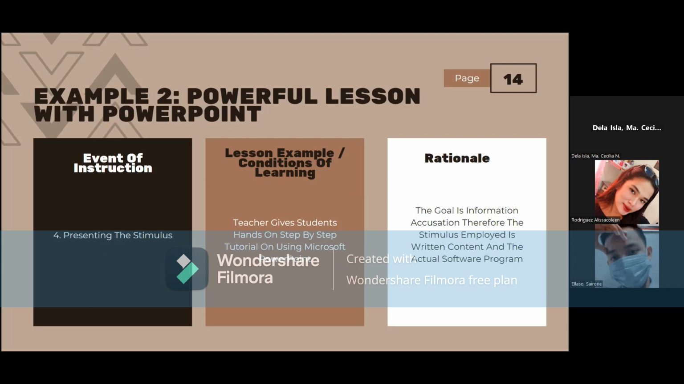Dito na malalaman ng teacher kung may natutunan ba yung mga estudyante once they do hands-on and step-by-step tutorial on Microsoft. Kasi kung may natutunan sila while using Microsoft PowerPoint, magagawa na nila yon even without asking for help sa teacher. Doon na makikita yung progress ng estudyante sa tinuturo natin. And third, the goal is information acquisition. Therefore, the stimulus employed is written content and the actual software program.